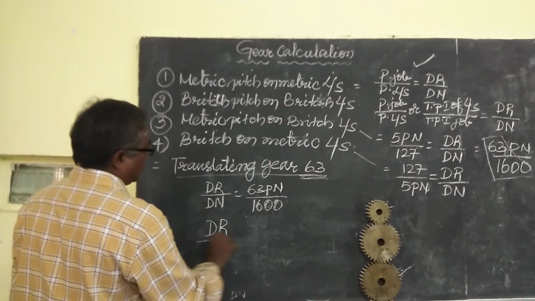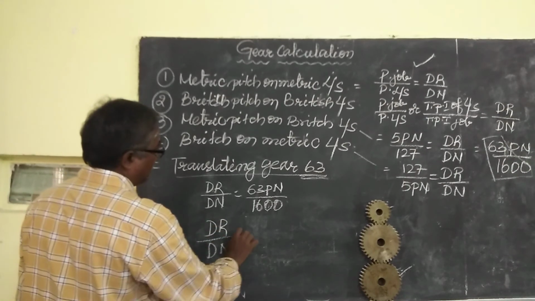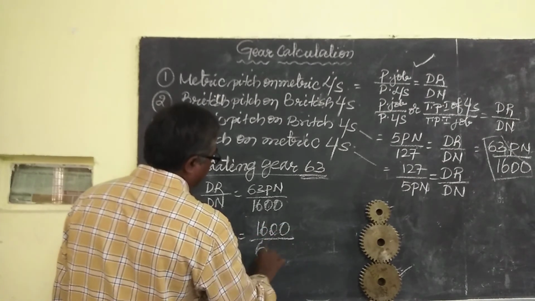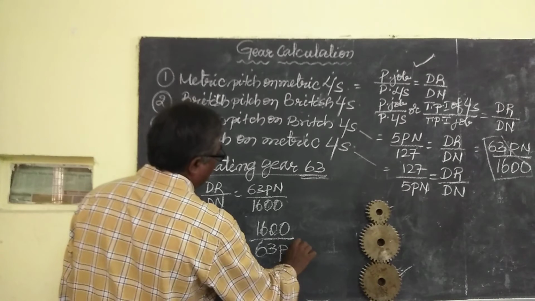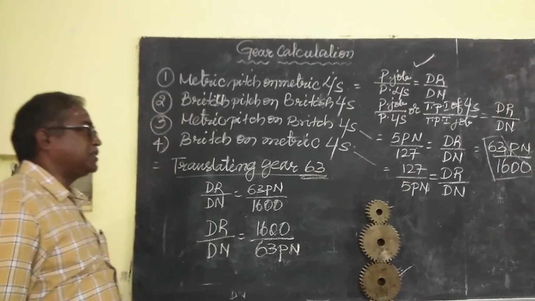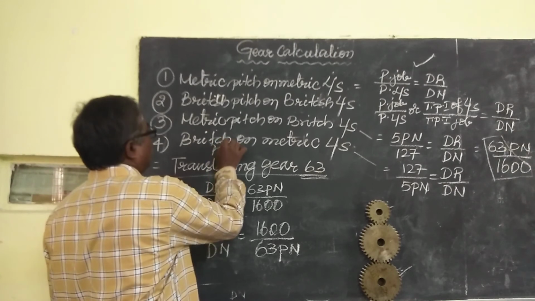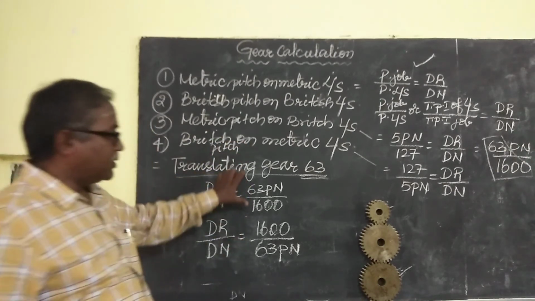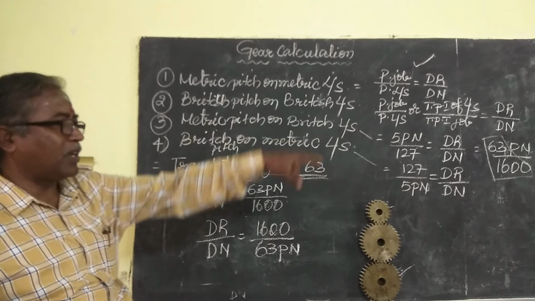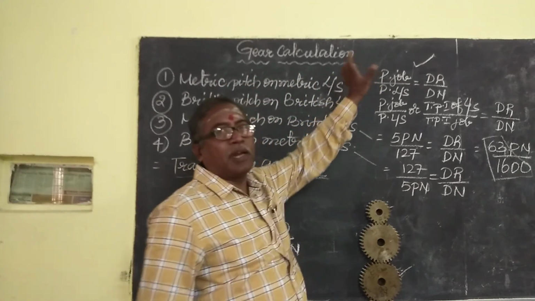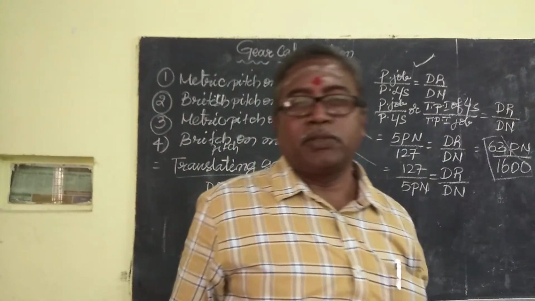dr by dn is equal to 1600 by 63 pn. That is British pitch on metric lead screw. These are the formulas. These formulas are derived only from this formula. So this is the way.